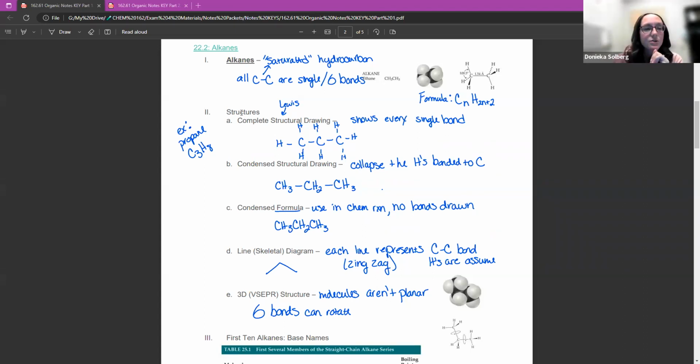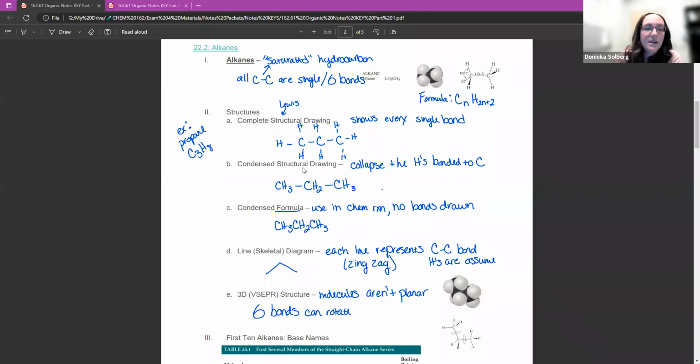Okay, so the complete structural drawing is really just a Lewis dot structure. Okay, it shows every single bond. You draw them all out. It looks like this. Remember, Lewis dot structures don't have to be correctly oriented in space, meaning you do not have to draw it correctly; these would all be tetrahedral, so 109.5 degree angles, but they look like they're 90, and that's because you're really drawing in 2 dimensions. So the Lewis dot structure is really all you're going to do for a complete structural drawing.